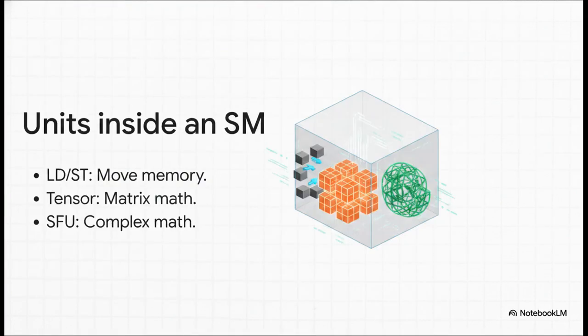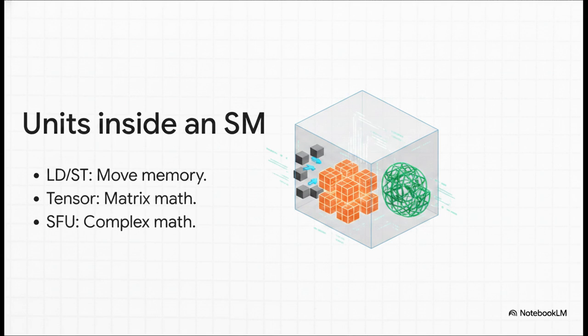Let's look a little closer at what's inside this neighborhood, because having different, specialized units for different math problems is the secret sauce that makes a GPU so efficient. First up, you've got your load and store units, the LDSTs. These guys are constantly doing the heavy lifting, moving data back and forth between memory and registers, so the processors always have the numbers they need exactly when they need them.